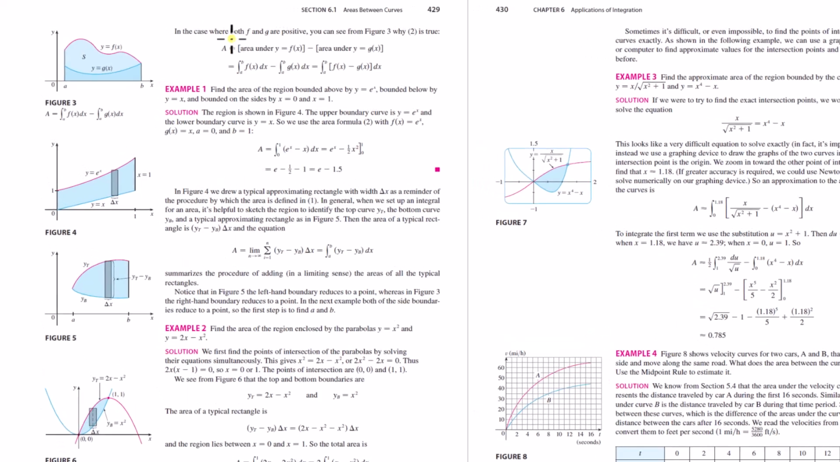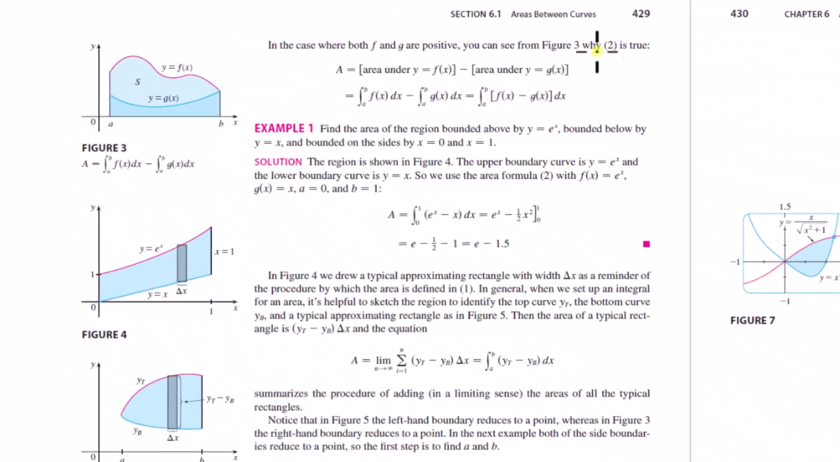Okay, in the case where both f and g are positive, you can see from figure 3 why equation 2 is true. Yeah, if f and g are positive, there's no problem. But g doesn't have to be always positive. Neither does f. You could have f be negative and g be negative. It still works fine. It makes no difference whether f is positive, g is positive, whatever, as long as f is always greater than or equal to g throughout the entire interval, then that formula works.